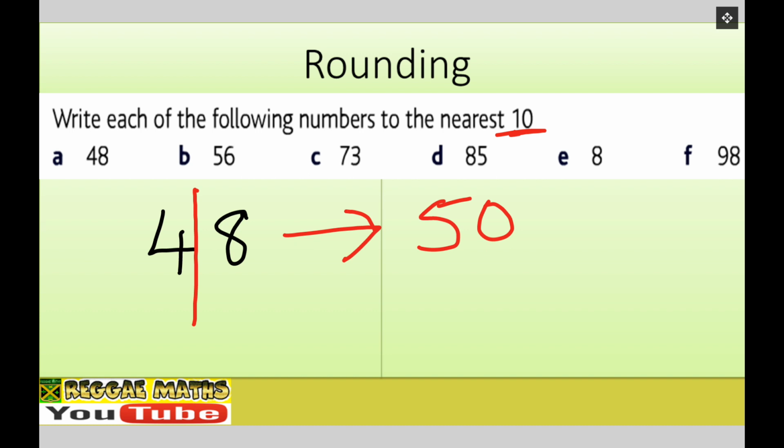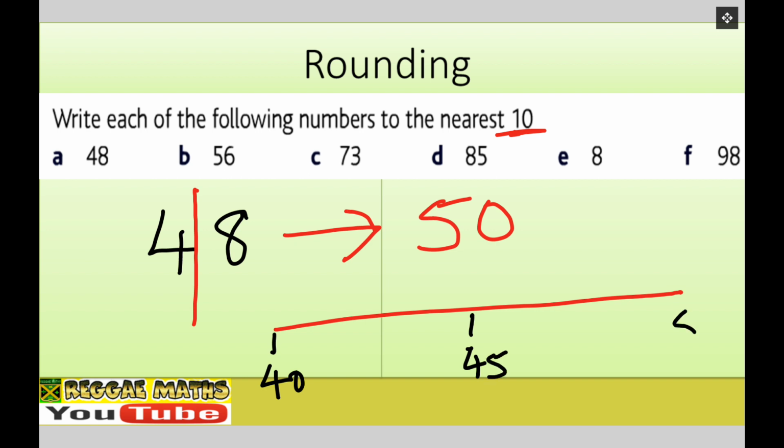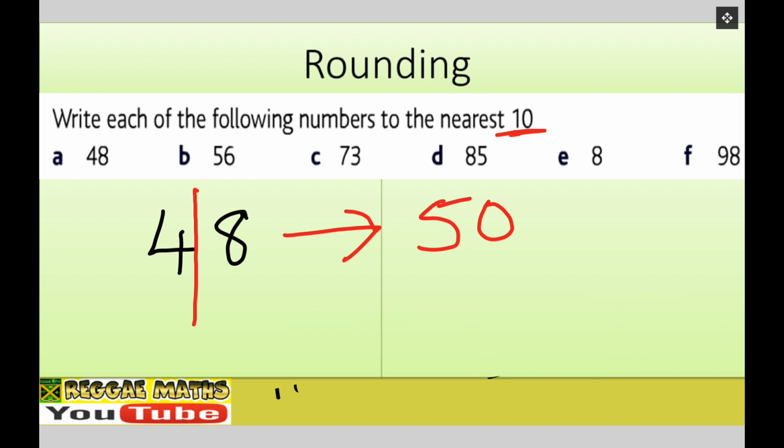And also, just to show this for you, let's use a number line to illustrate this a bit better. So we got 40 here, you'd have 45 in the center, and you got 50 here. So which is it closer to? This number, 48, is about here. So 48 is closer to 50. Let's go through some more examples.